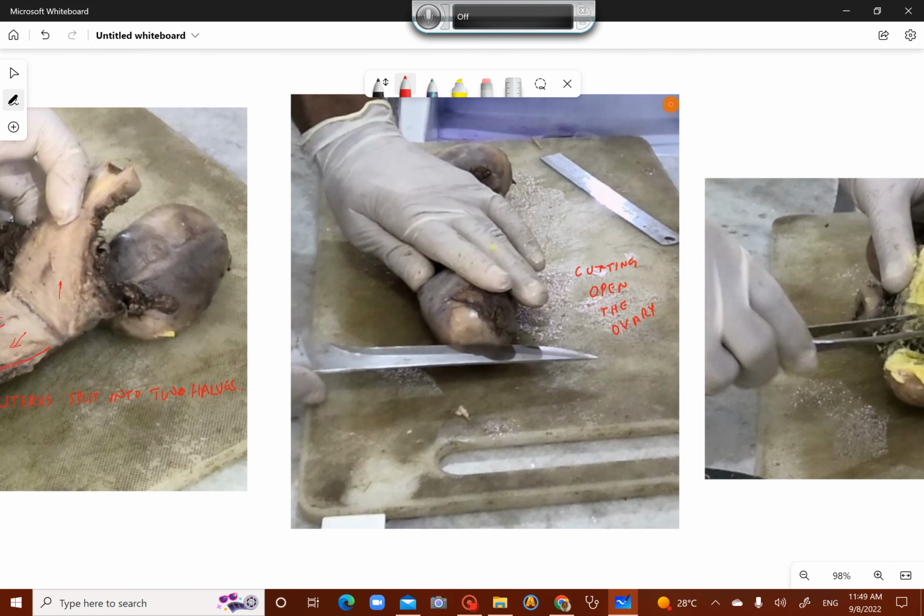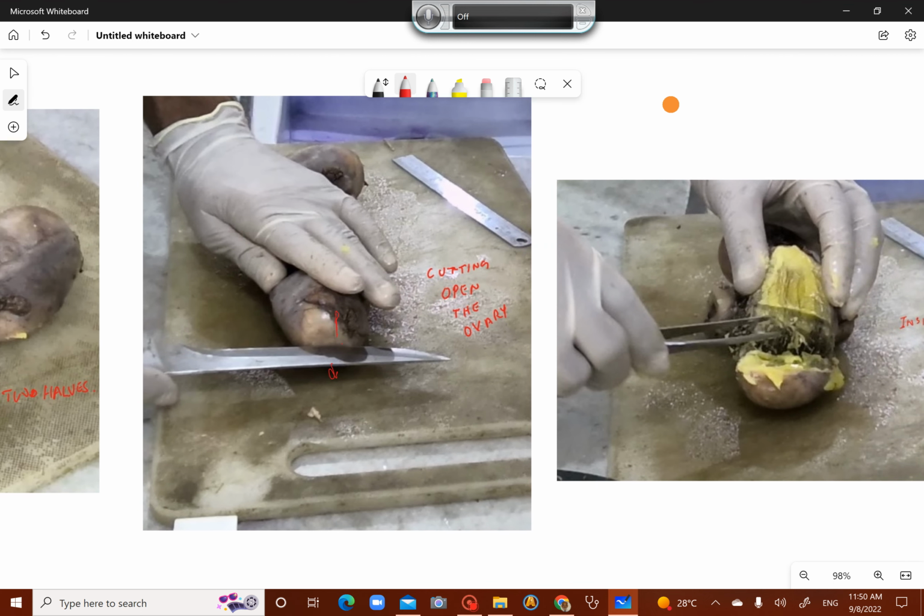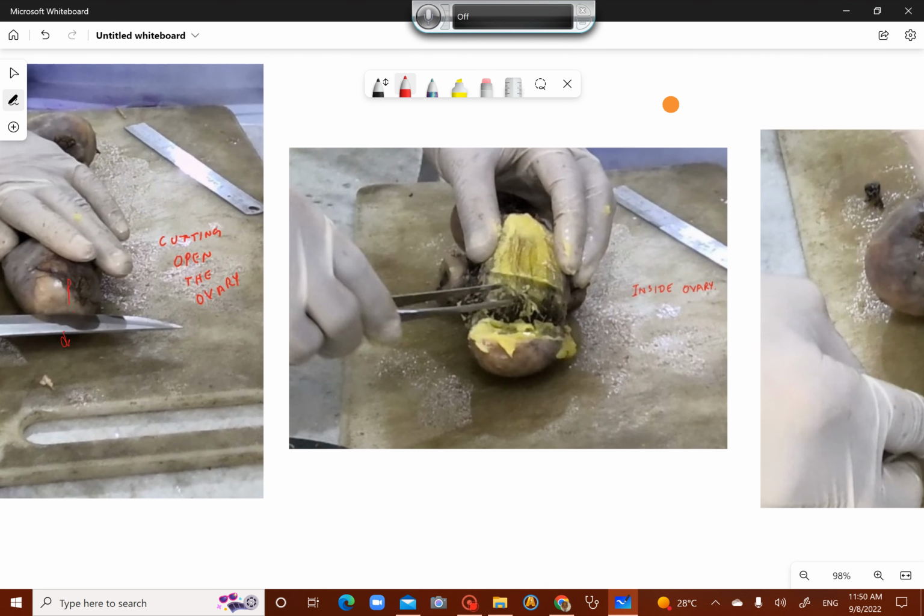Similarly, here you have the ovaries. Cutting open the ovary, splitting the ovaries into 2 parts, one above and one below. And once you cut open the ovary, you are looking inside the ovary over here, and the findings are very much abnormal. What you see inside is yellow material, and there are some hairs, tufts of hairs inside.